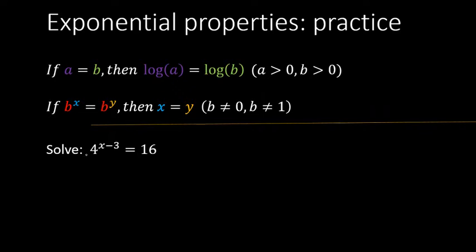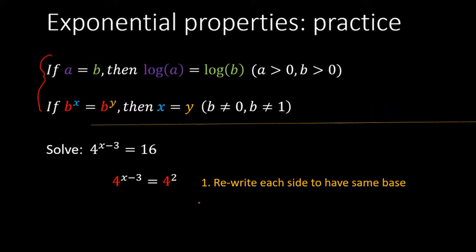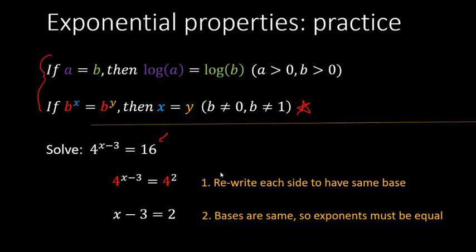Say we needed to solve 4 to the x minus 3 equals 16. These are just our properties that we're going to keep in mind. First, rewrite these so that they have the same base. Notice that 16 can be rewritten as 4 squared. The point of doing that is so that I can apply my exponential properties. Now that I've got the same base, I can just deal with my exponents. Their exponents must be equal, so x minus 3 equals 2, and now I can easily just add 3 to both sides and find that x must be equal to 5.